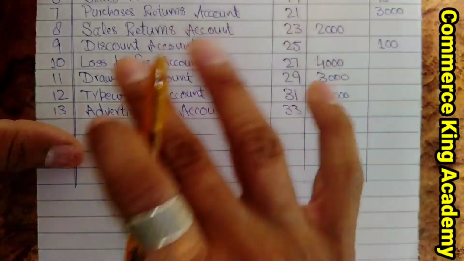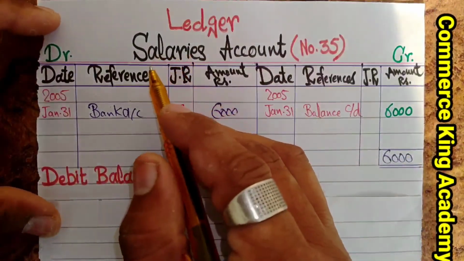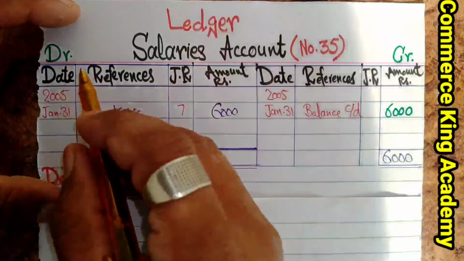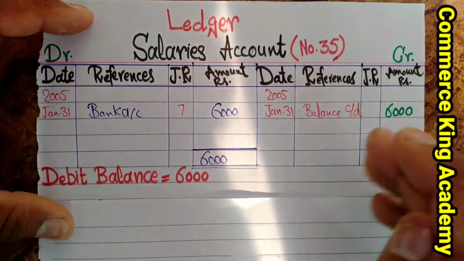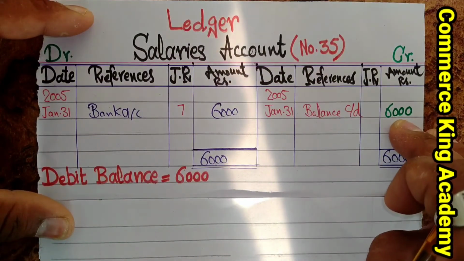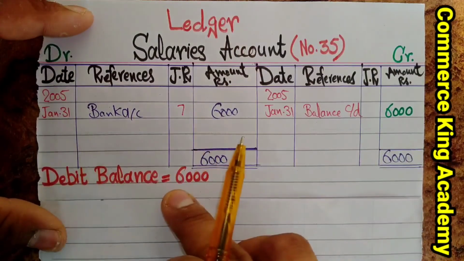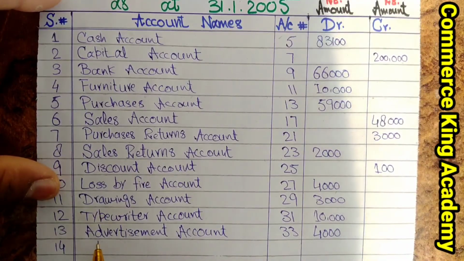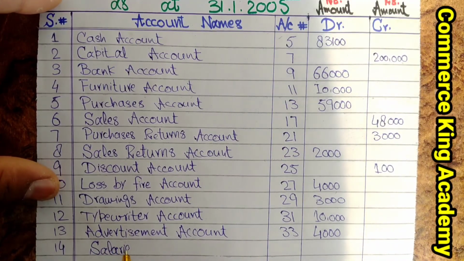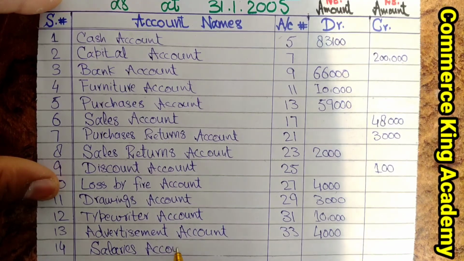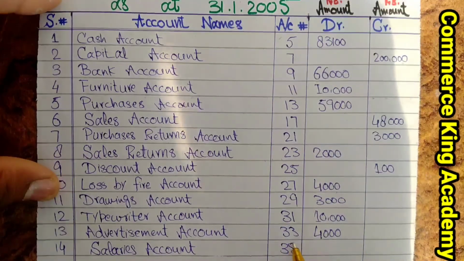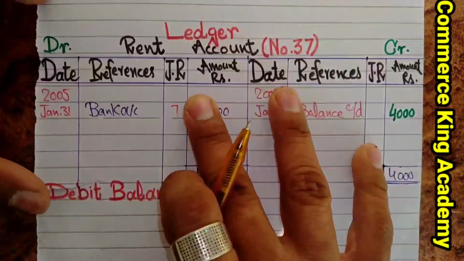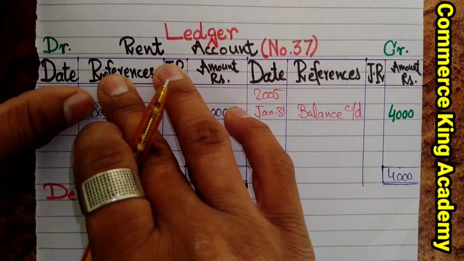Are you okay? Our next ledger account, salaries account, ledger folio number is 35, debit side and credit side. We have a difference of 6,000 rupees on credit side. So ultimately debit side is heavier. So we have debit balance 6,000 rupees. Serial number 14, account name salaries account, debit balance 6,000 rupees.